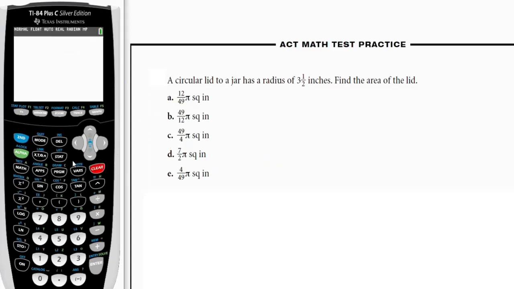So in fraction again, alpha window, fraction 1. So we have 49/4. Then put the pi. That's all. Press enter. 38.48 exactly. So the correct option is what? Option C. This is basically how you can solve this kind of problem using the TI-84 Plus scientific calculator for ACT math question. Alright, very simple.